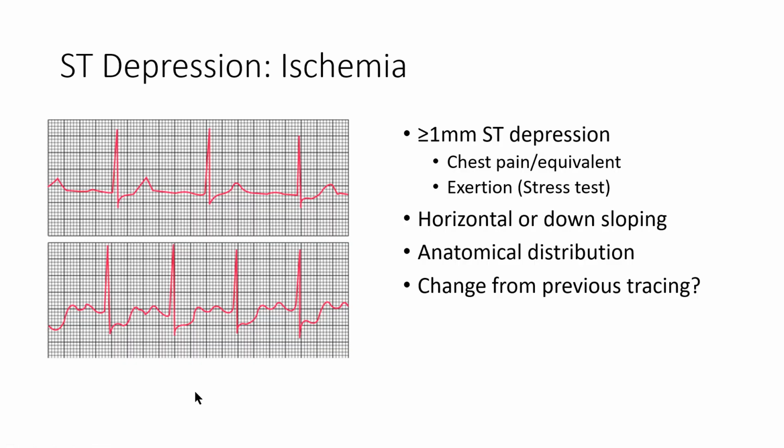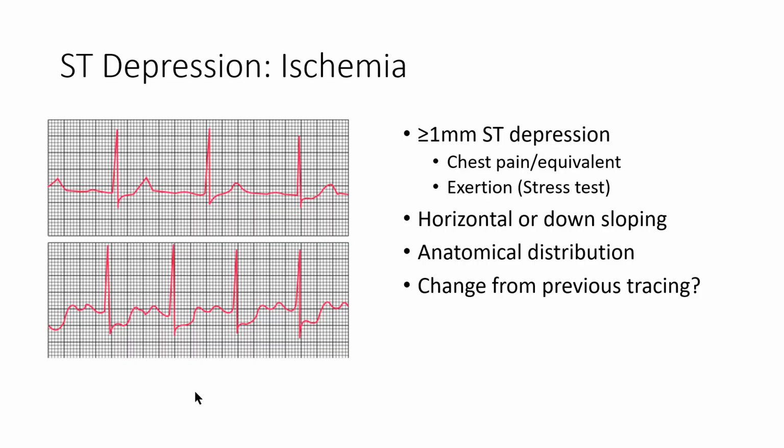In order for this ST segment depression to be representative of myocardial ischemia, it needs to meet a couple of criteria. It should be 1 or more millimeters of ST segment depression in association with some kind of chest pain or anginal equivalent, or it could be with exertion in the form of an exercise stress test.